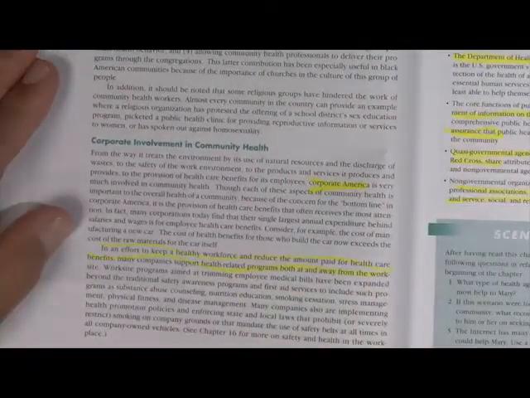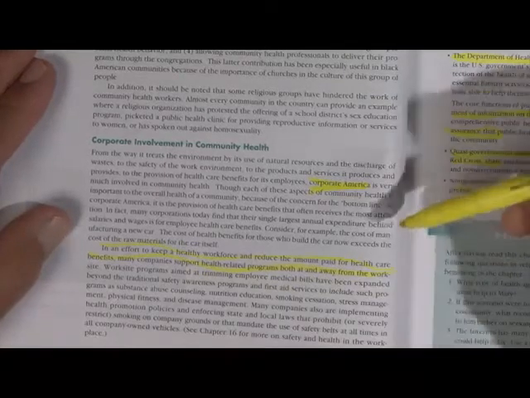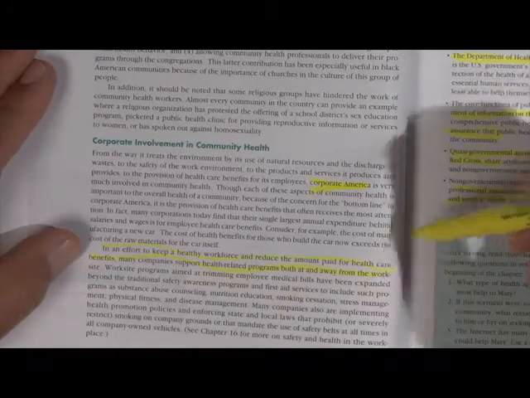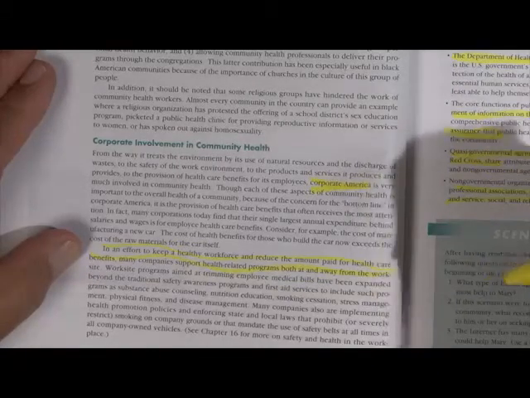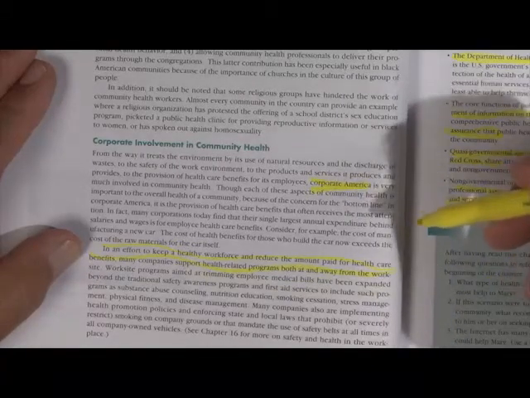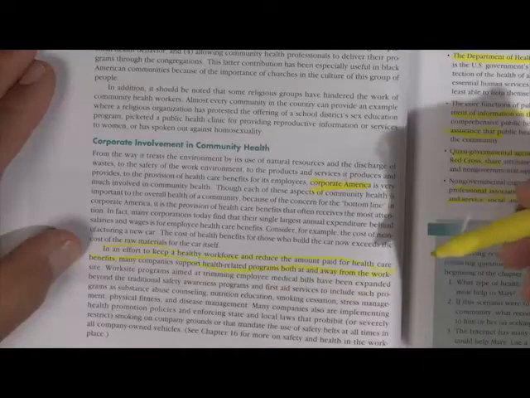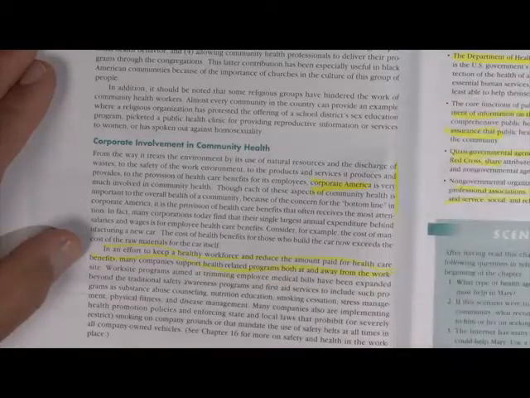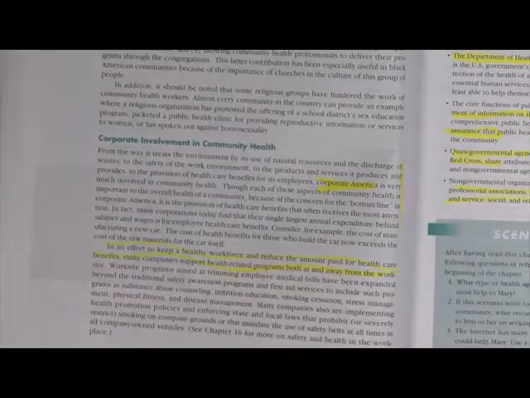Corporate America is becoming more and more involved in community health, trying to take care of its workforce as well as the populations they sell to. We see more and more involvement of corporate America in community health, and recently with the fighting of the obesity epidemic. So that's chapter 2.